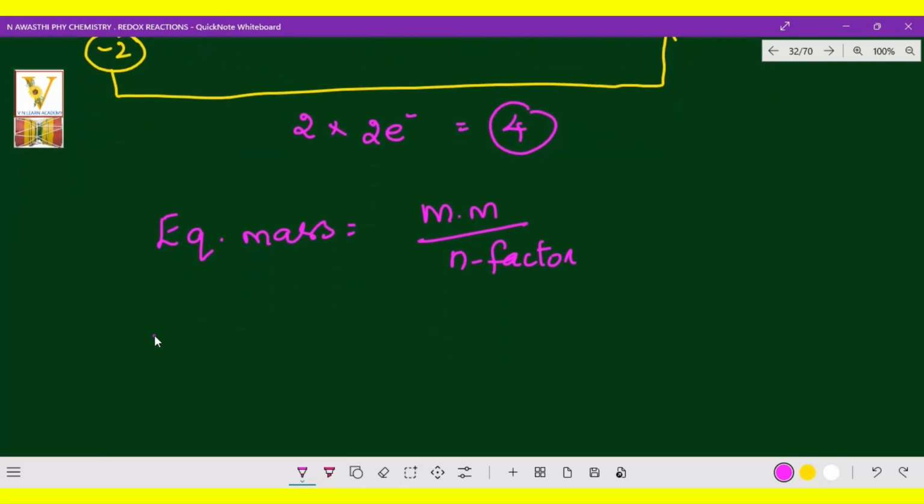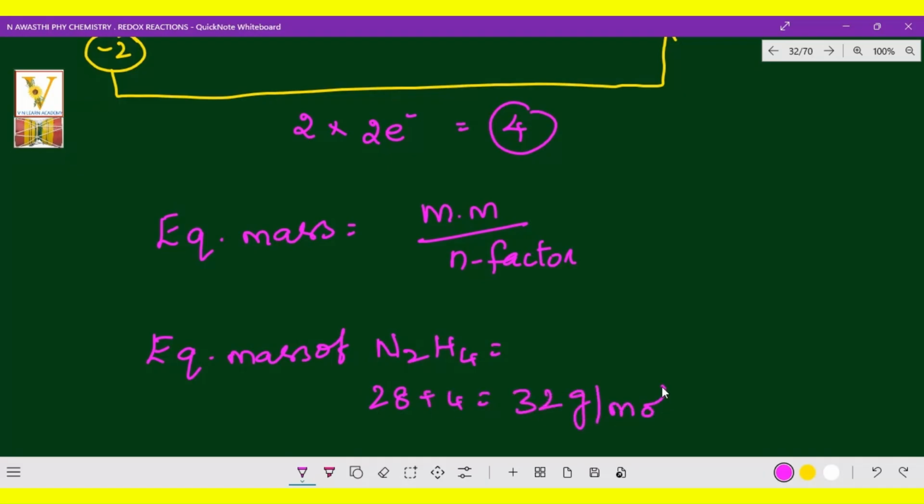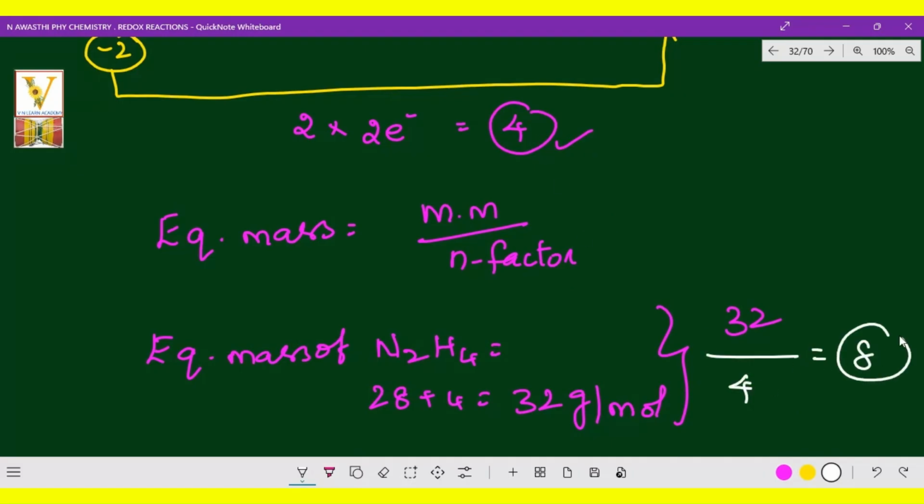So the equivalent mass of hydrazine, what is it? N2H4. N2H4 is 14 into 2, so 28, plus 4, so altogether 32 gram per mole. So here it is 32, and the n factor we have identified is 4, so divided by 4, altogether 8. For hydrazine, yes, we got it, 8.